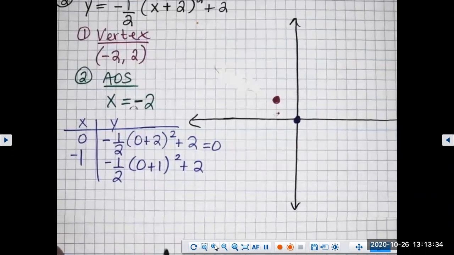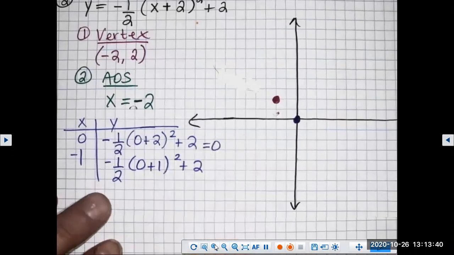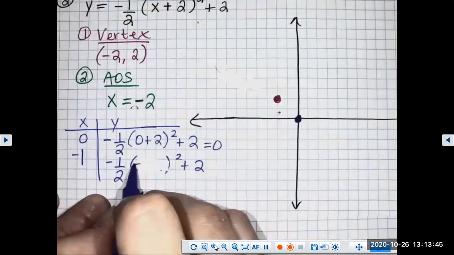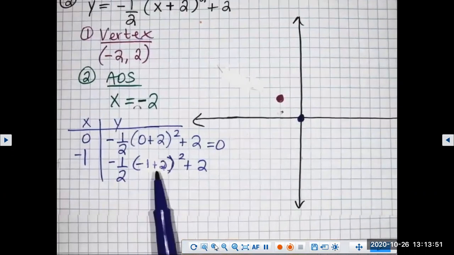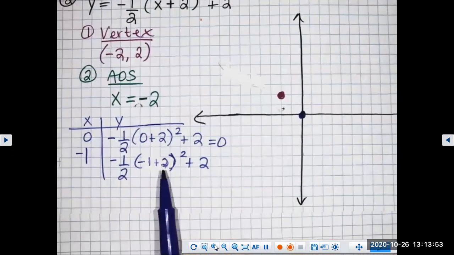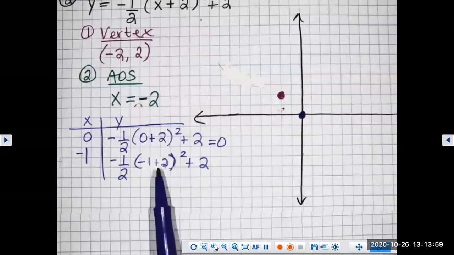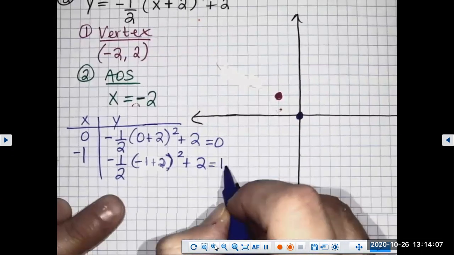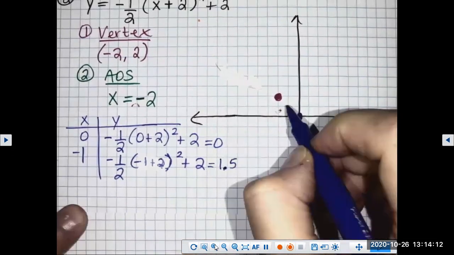Okay, when you plug in, this should have been, so sorry. My bad, guys. I messed up on that second part. Okay, this should have been -1 plus 2. So what does this give you? All right, good. You get 1, and then -1/2 times 1 is -1/2. And then plus 2 is what? Good. You get 1 1/2 or 1.5. So -1, 1.5.